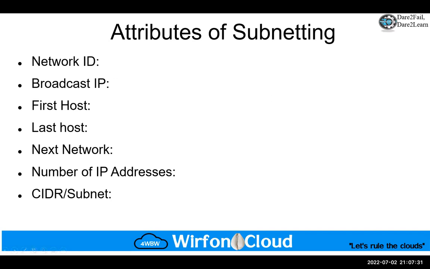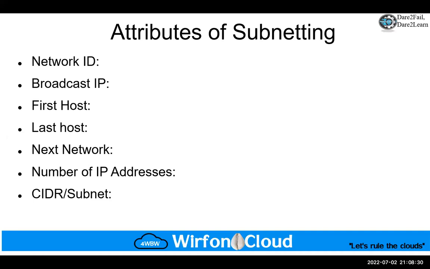So your first host is your network ID plus 1. Your last host is your broadcast IP minus 1. Your next network is your broadcast IP plus 1. And the number of IP addresses is 2 raised to the power of 32 minus the prefix.